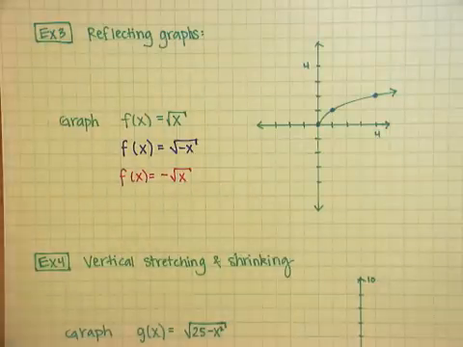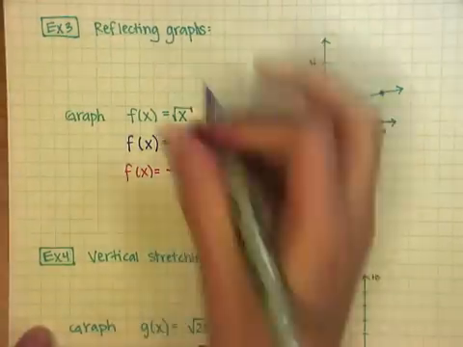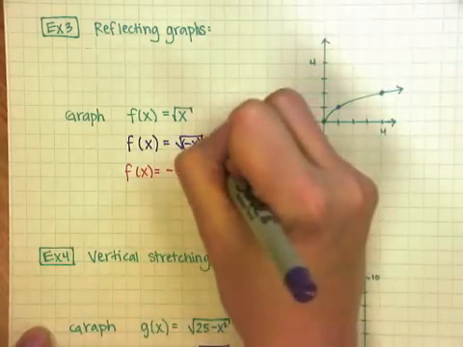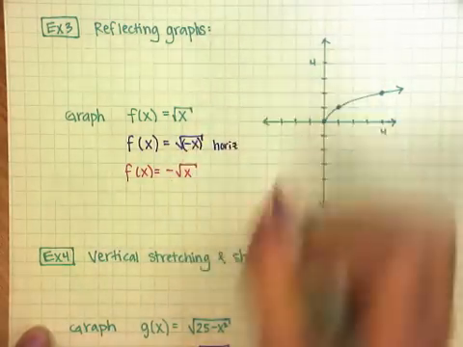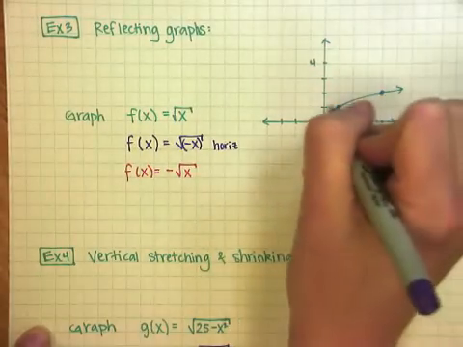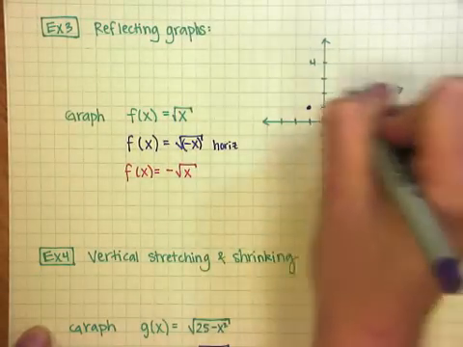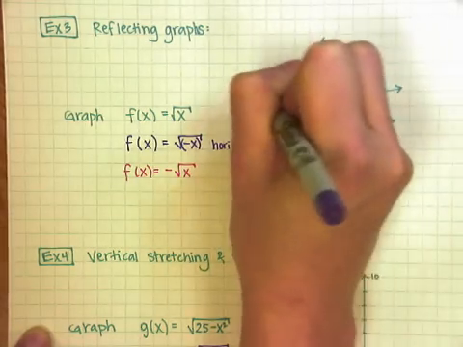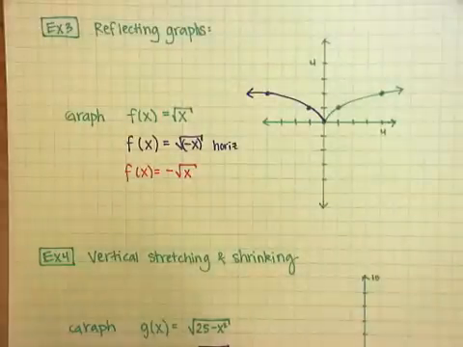Now for the reflection, since this is with the x inside of the parentheses, that tells me that it's a horizontal movement. And so this is going to be a horizontal reflection, which means these points are going to get reflected over the y-axis. So here's what it looks like if the negative is inside of the square root.